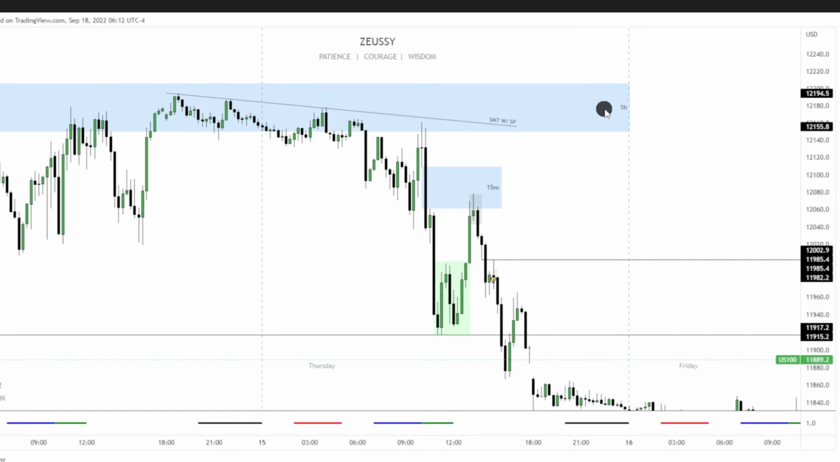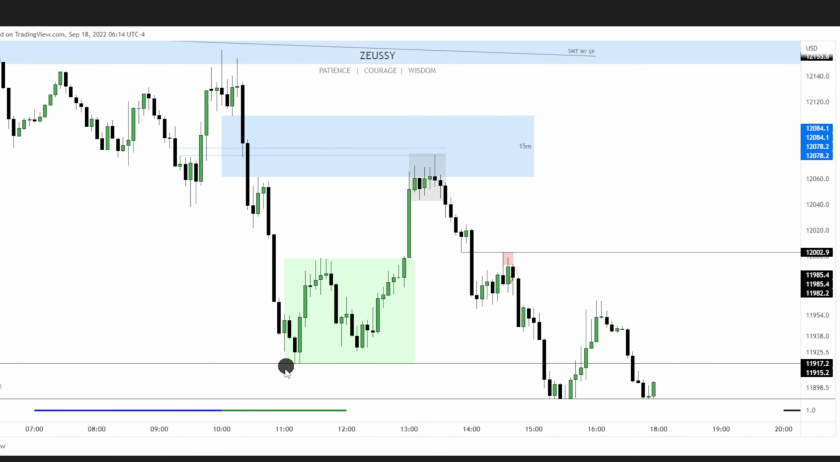This is that 1 hour fair value gap, and there's an SMT here with the S&P. We can see that the market retraces into a 15-minute fair value gap after leaving behind relatively equal lows. Remember those lows that I showed to you on the 1 hour chart? Those are these lows. If we dive into the 5-minute time frame, we can see the same thing appear.